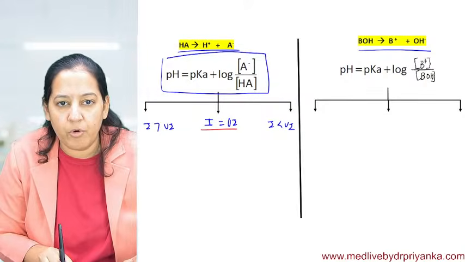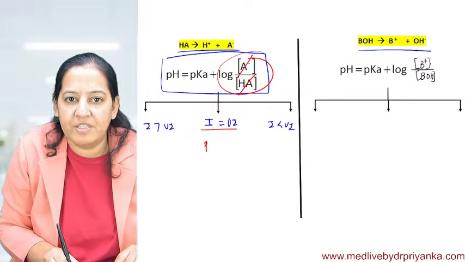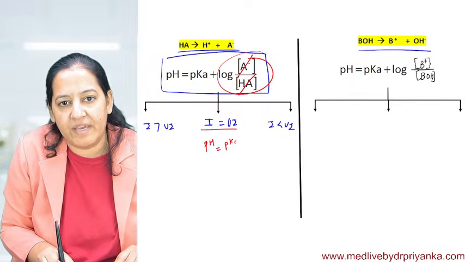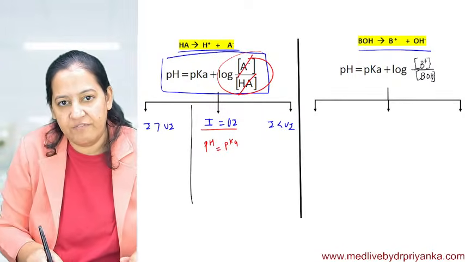Now, in this condition, when both are equal, we have already seen they cancel each other out. Log 1 is equal to 0 and pH is equal to pK. pH is equal to pK. This condition we have already done.